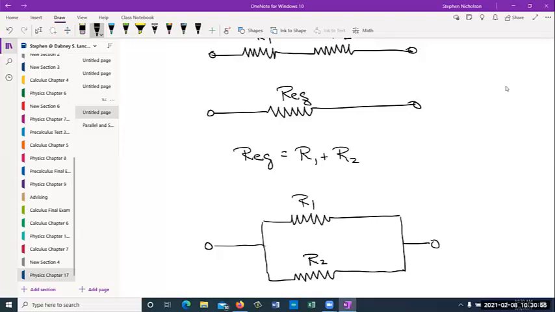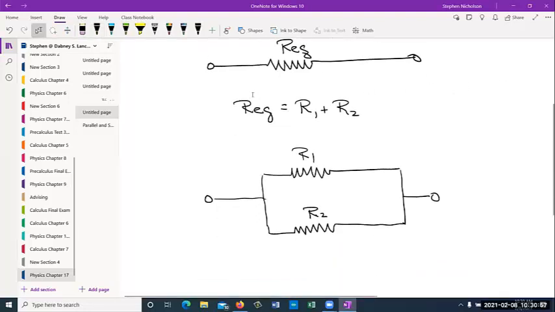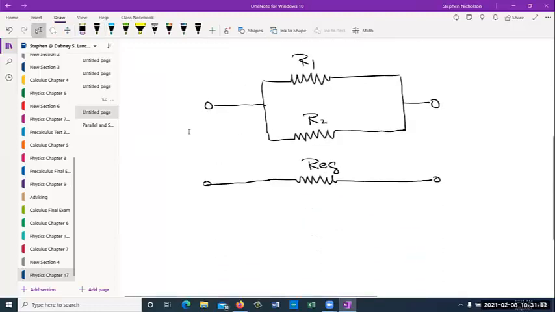Okay, so these are resistors in parallel, and you want to replace those resistors in parallel with a single equivalent resistance. Remember, we're going for 15 extra minutes because we started 15 minutes late, so we're going to 10:45. Okay, so the equation is that 1 over the equivalent resistance is equal to 1 over R1 plus 1 over R2.